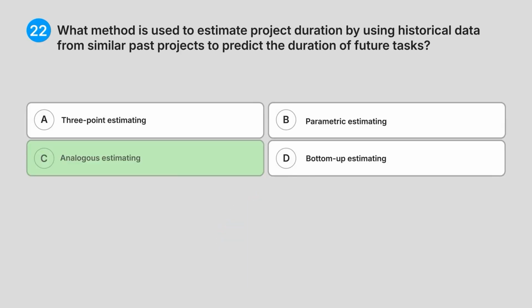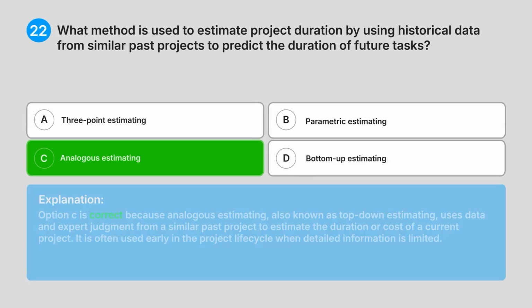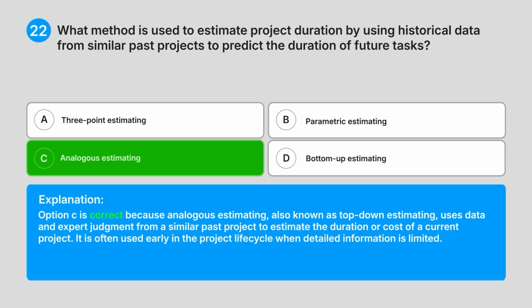Correct answer, C. Analogous estimating. Explanation. Option C is correct because analogous estimating, also known as top-down estimating, uses data and expert judgment from a similar past project to estimate the duration or cost of a current project. It is often used early in the project lifecycle when detailed information is limited.